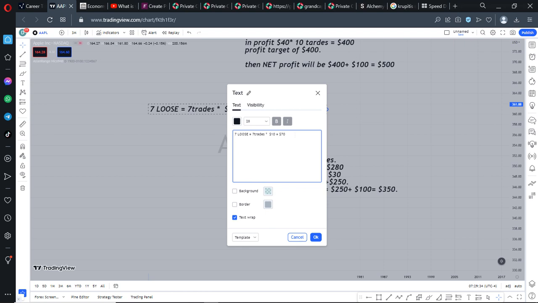So we now have 3 wins, right? We have 3 wins, so that will be equals to 3 trades times $40, right? So we have $40, and that will be equals to what? 3 times 40, that will be equals to $120. So you can see that you were still in this market because your 3 wins still made you $120 and your 7 losses made you $70.